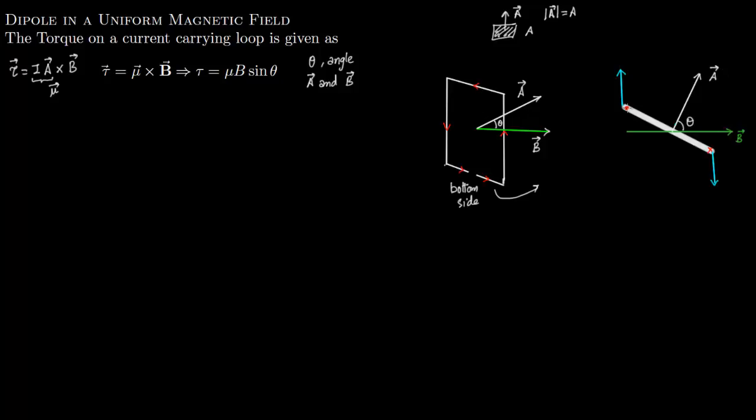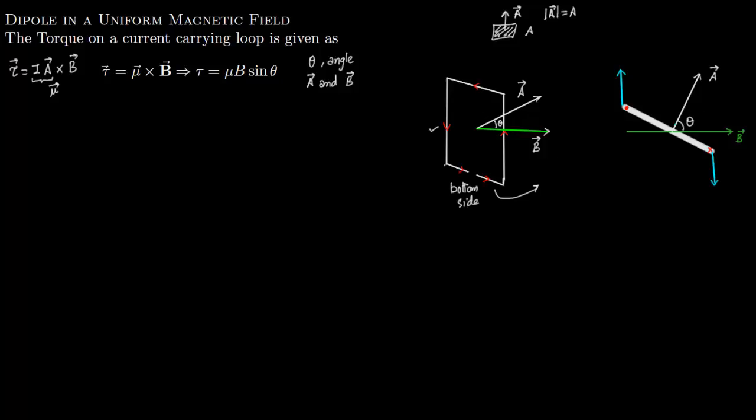So notice this red dot, this means the current is coming at you. This you can see from here. If you are having a look at the bottom, you see the current is coming at you, and this is the current going away from you. So this side is current going away from you. So this is the angle theta.